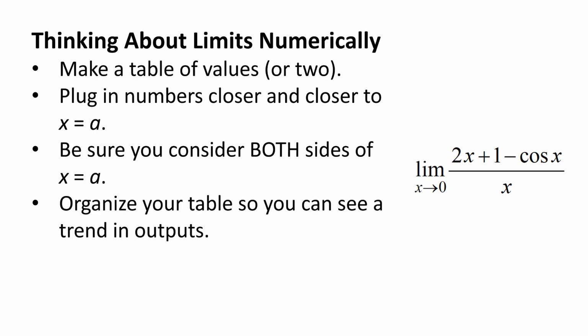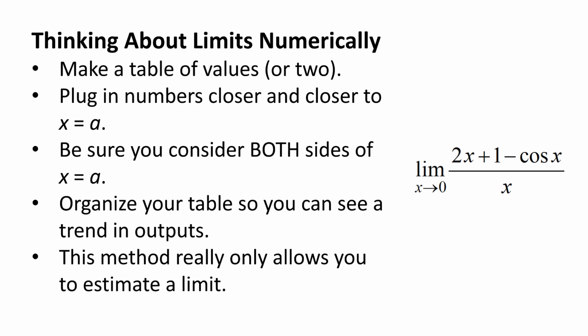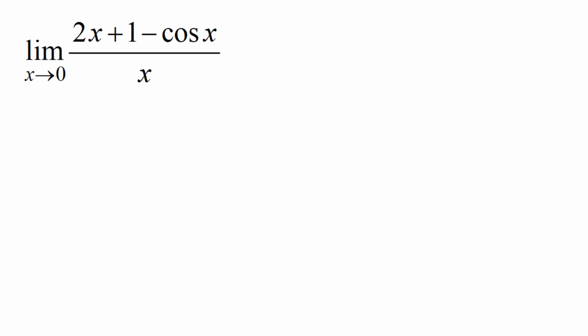We want to organize our tables so that we can see a trend in the outputs. The textbook examples, if you look in your textbook or in my math lab at some of the examples in the textbook, they don't actually organize the table very neatly. They kind of just expect you to notice what's going on even though the table isn't organized very well. And finally, we want to emphasize that this method really only allows you to estimate a limit. And sometimes you can get a really good estimate, and sometimes your estimate is kind of shaky, but sometimes it's better than nothing.